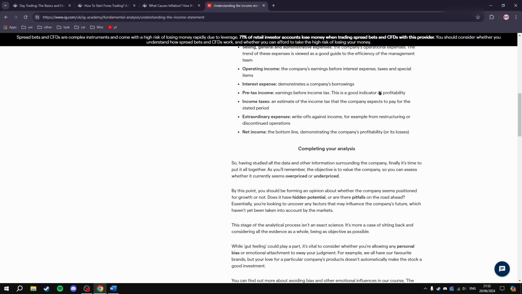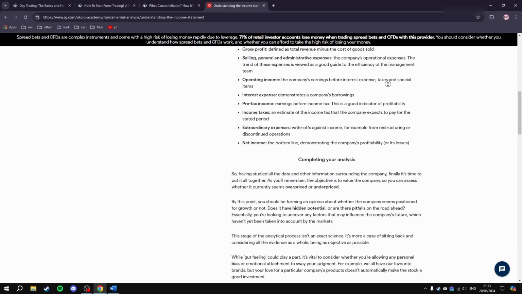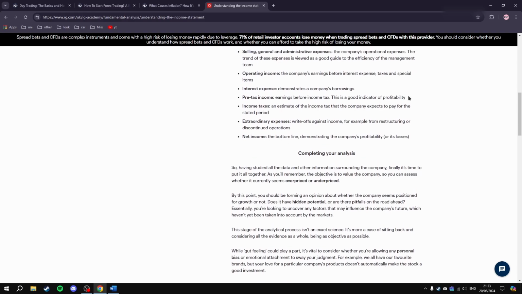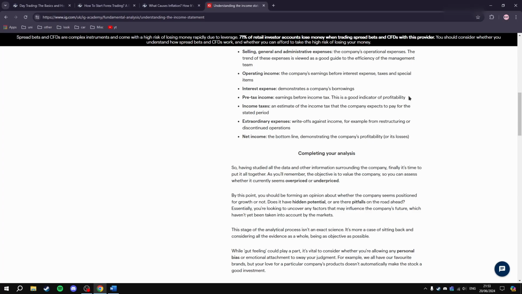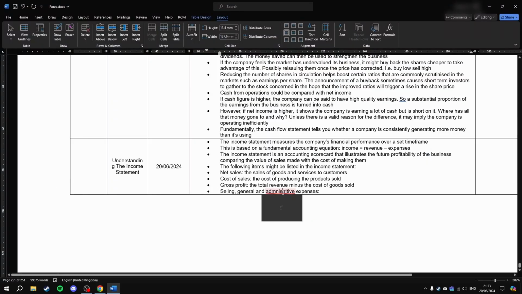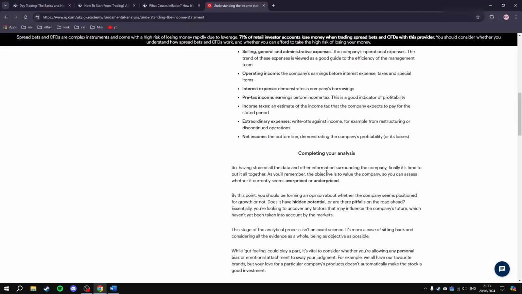Selling, general and administrative expenses. The company's operational expenses. The trend of these expenses is viewed as a good guide to the efficiency of the management team.